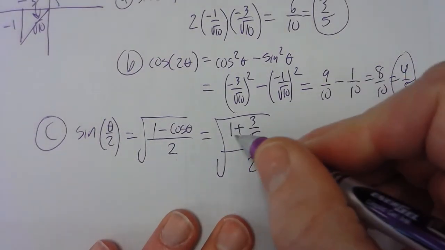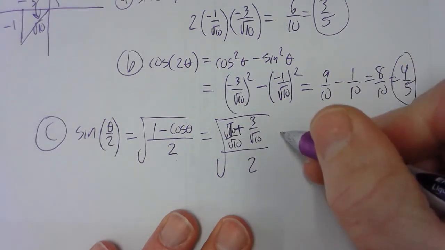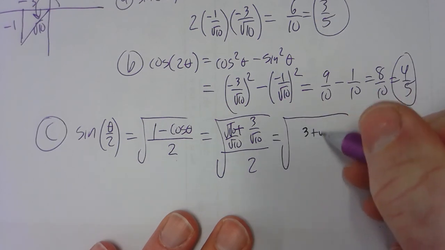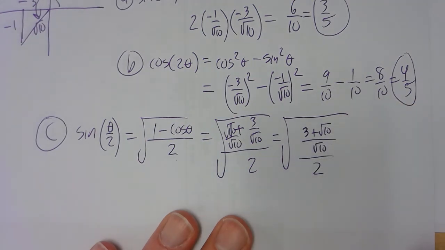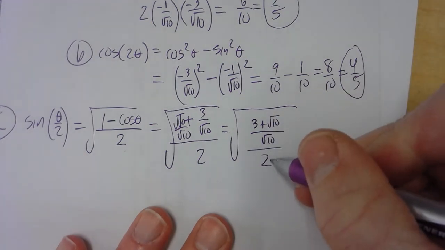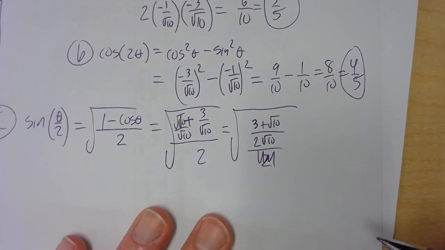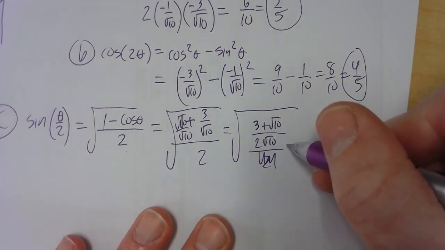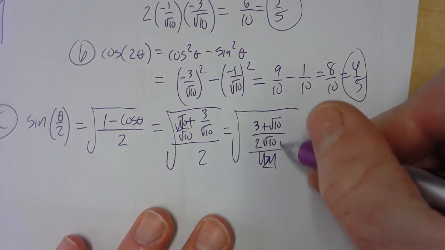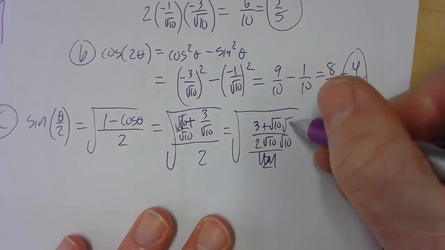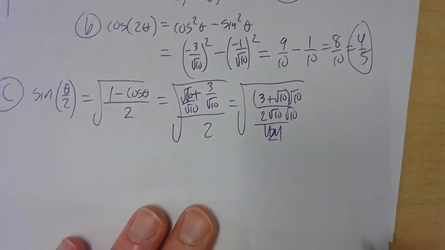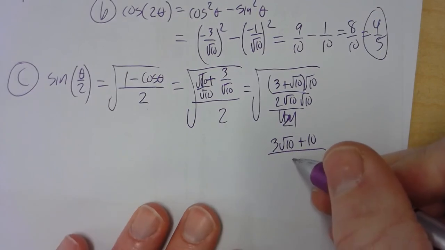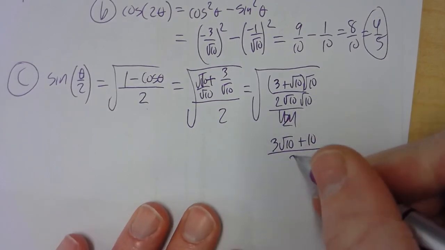So the common denominator here would be the square root of 10 over the square root of 10. So then the answer is going to be the square root of 3 plus radical 10 over the square root of 10, divided by 2. And that's going to flip up and multiply, so the 2 is going to go there. Then we're going to rationalize the denominator, so we're going to multiply by square root of 10 on the top and the bottom. So there's the rationalizing the denominator part. So it's going to be 3 square root of 10 plus 10 over 10. That's going to be 10, 20 square root.